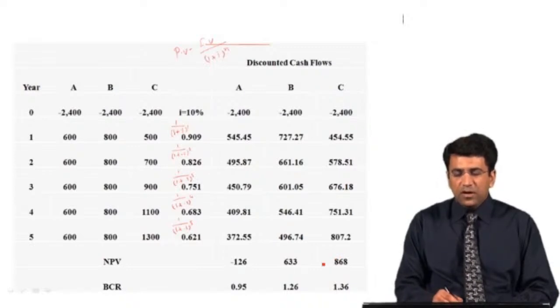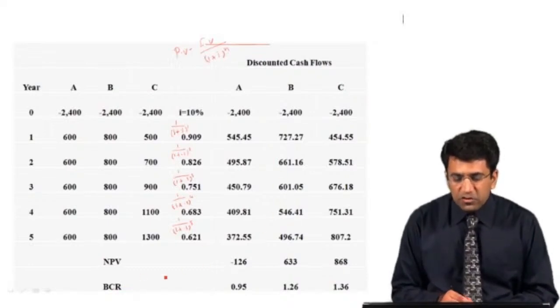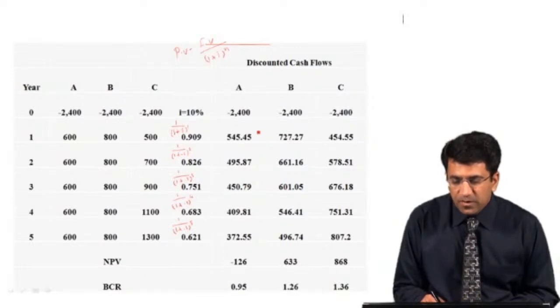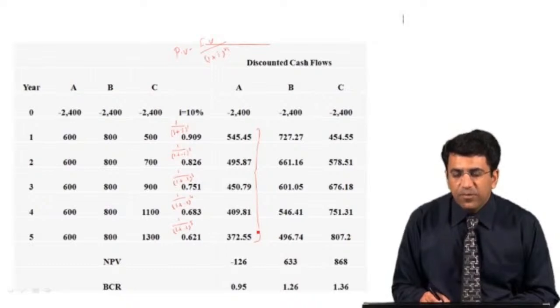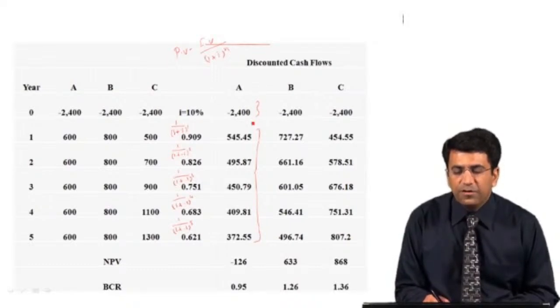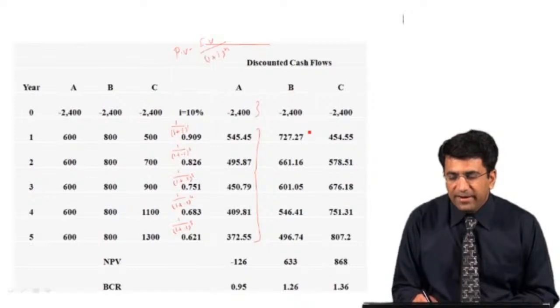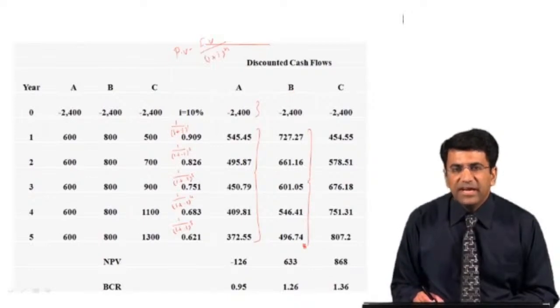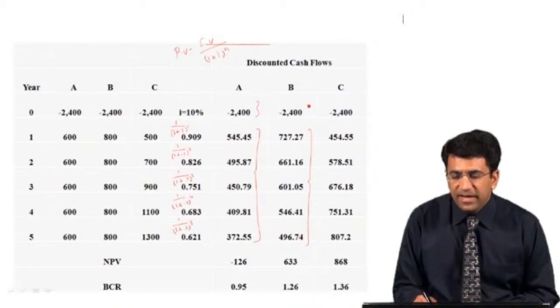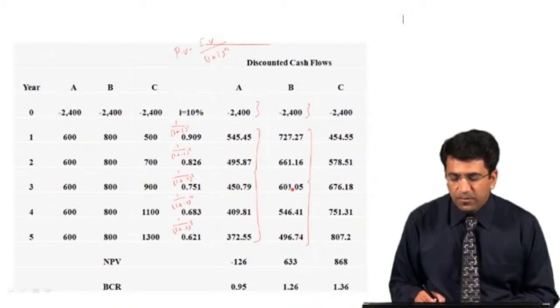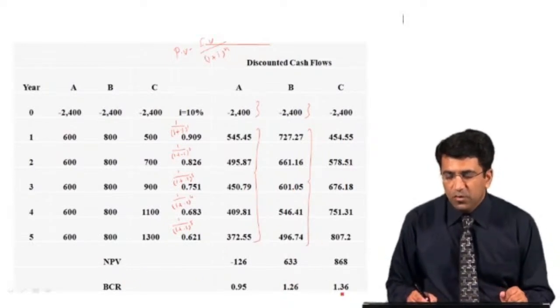Now again students, you can always calculate the benefit cost ratio as well. How is this benefit cost ratio calculated? You sum up all of these values, and this sum is divided by 2400, ignoring the negative sign, so it becomes equal to 0.95. Similarly, for project B, we add up all of these discounted cash inflows and divide by that cash outflow, 2400, and it becomes 1.26. In the same way, the benefit cost ratio for project C becomes 1.36.